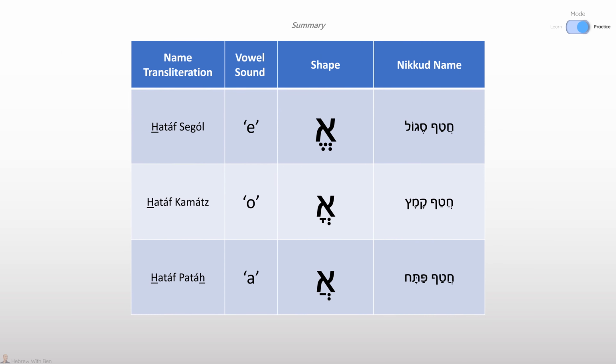To summarize, we learned that Chataf Segol indicates the vowel E. Here is a table with all 3 Chataf Nikud signs and the vowels they indicate. As explained before, the Chataf sign will usually appear on a guttural letter.